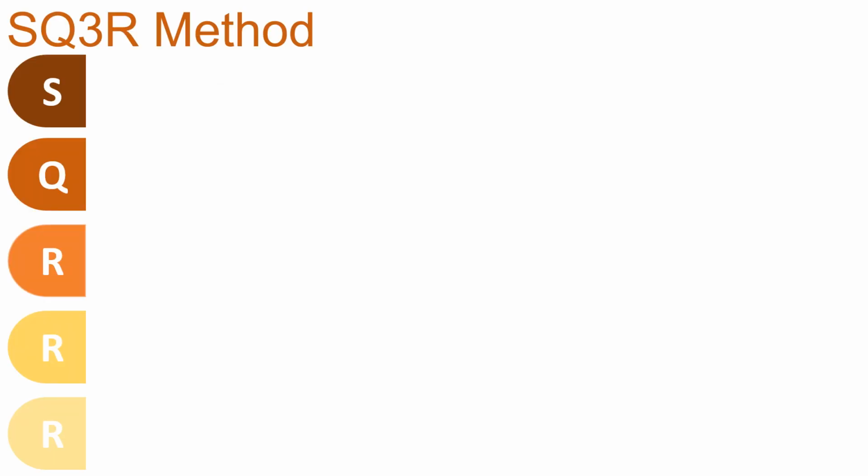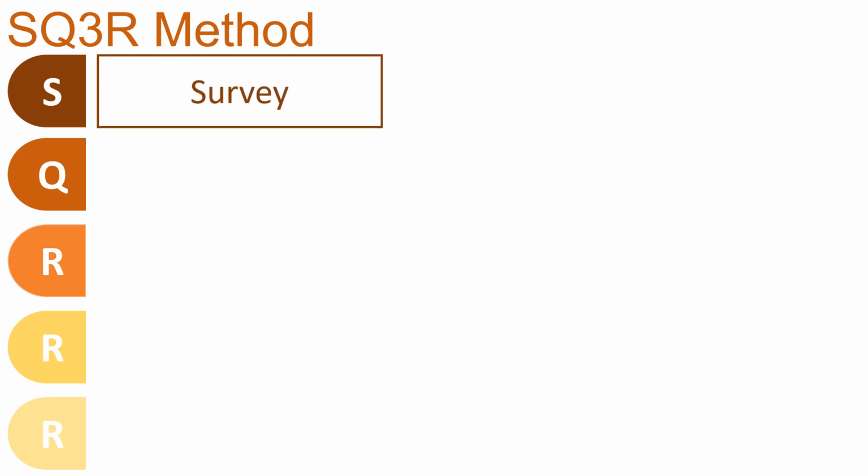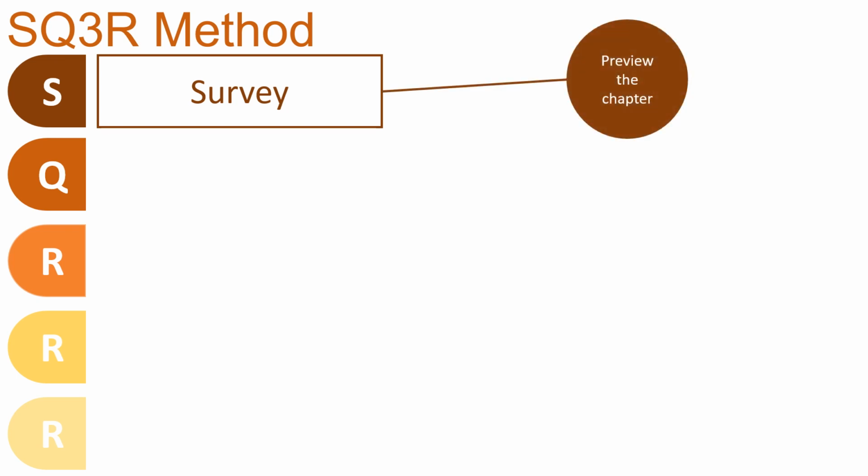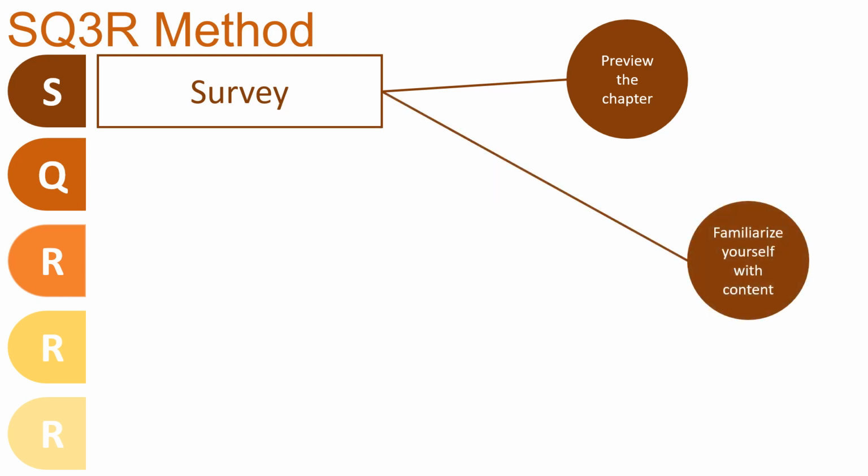The first strategy is called the SQ3R method. Each letter is a step to help aid in the retention of text reading. You'll begin with S, or survey. Look over the material before reading. Skim the chapter and read headings, subheadings, chapter objectives, and the chapter summary. Doing so will help you familiarize and mentally prepare yourself with the content as opposed to just diving in.